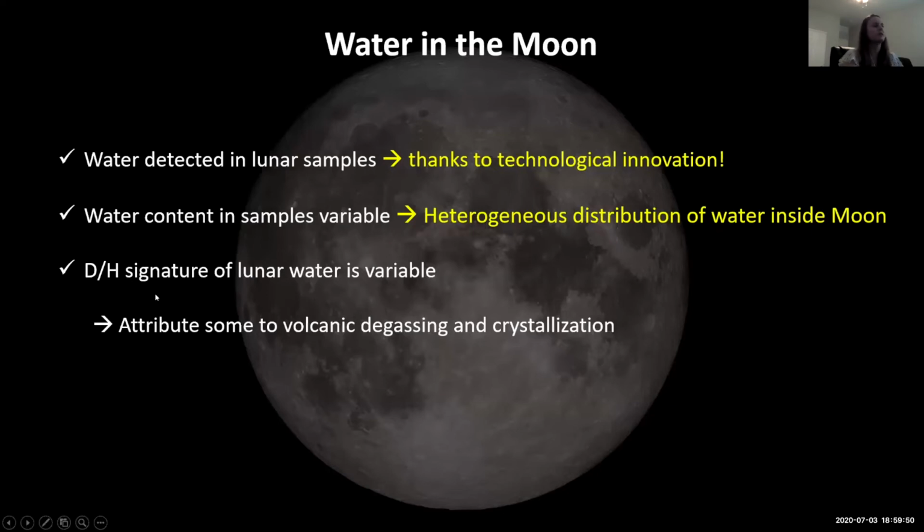We've also seen that the deuterium to hydrogen ratio of lunar water is highly variable, with some being attributable to volcanic processes like volatile loss or degassing, and also to crystallization processes. And also in some cases, secondary processes that happened on the moon.